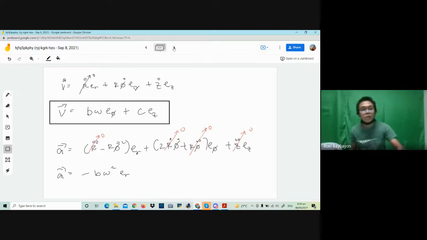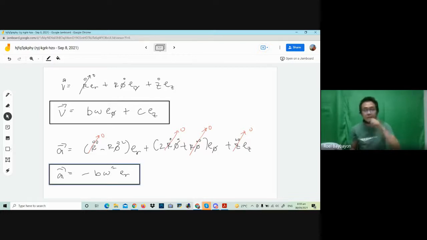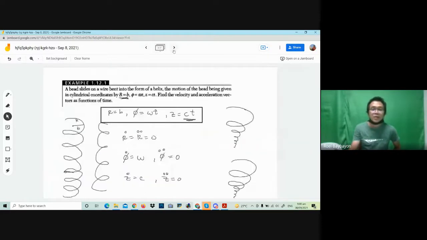So this will be the acceleration of the object which is moving in the helical motion, minus b omega square er. Okay, and that's for the cylindrical coordinates.